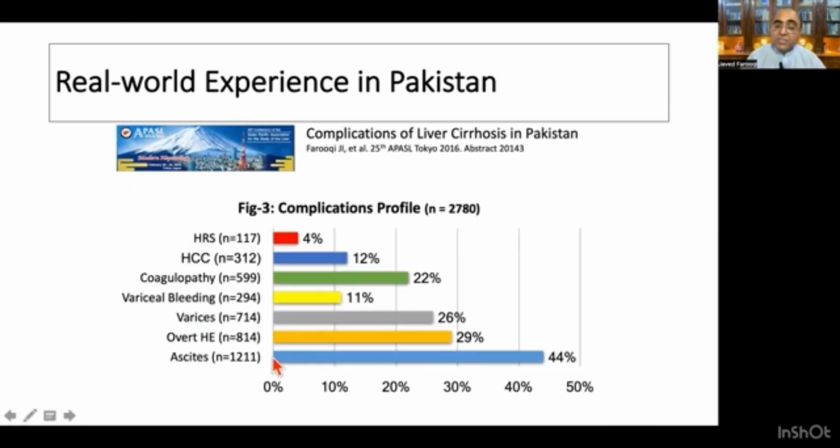And we did notice that the most common complication at presentation was ascites, followed by overt hepatic encephalopathy, then coagulopathy, then variceal bleeding, and all those things. So all these complications do happen, but luckily HCC and HRS are not as common as ascites. But it doesn't mean nothing, almost 12% of patients presented with HCC. So again, if the patients are placed in a proper HCC surveillance program, probably we can pick up the HCC earlier on and handle them accordingly.